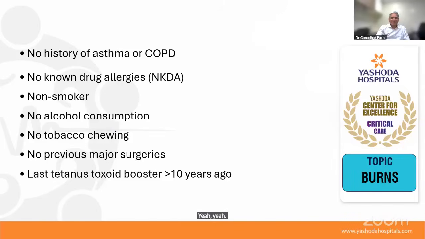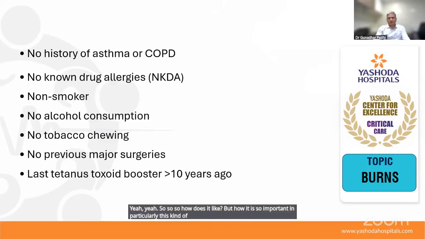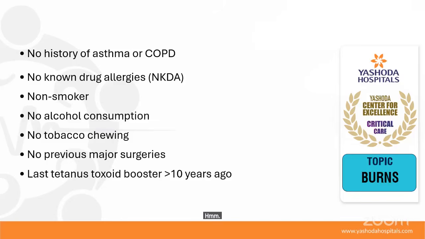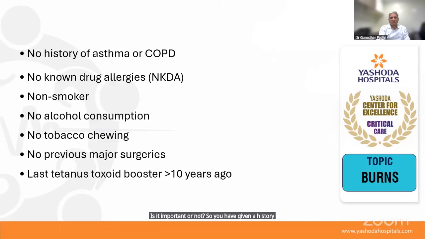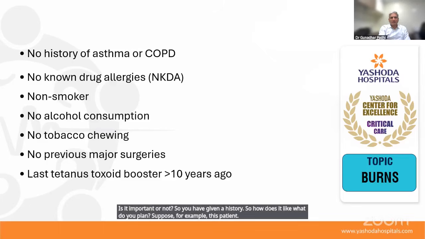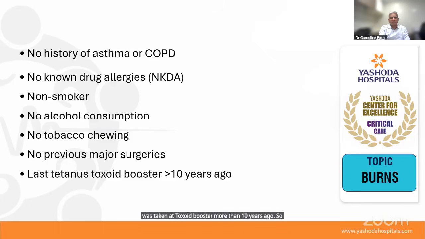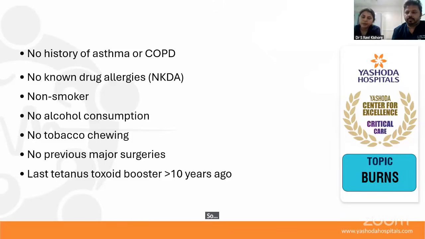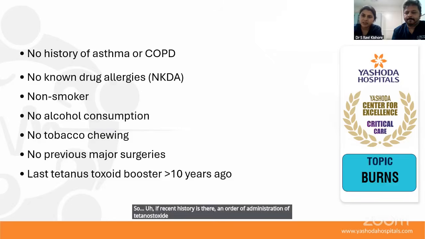Why is it so important, particularly in this kind of burn injury? Sir, is it important or not? You have given a history of tetanus toxoid administered more than... So what do you plan, suppose this patient has taken a toxoid booster more than 10 years ago? If there is a recent history, there is no need to administer tetanus toxoid, sir. Otherwise, we need to administer it immediately because they are highly prone to tetanus.